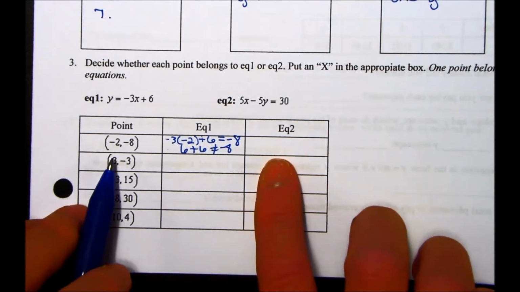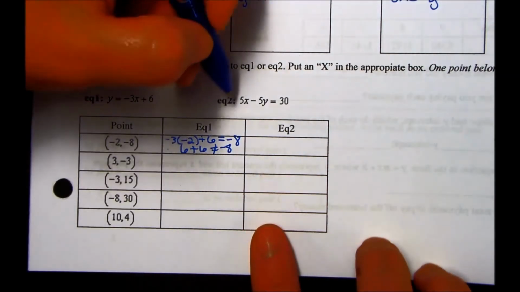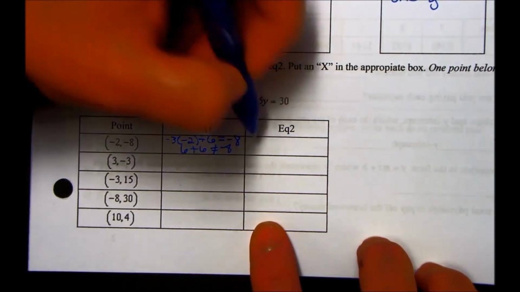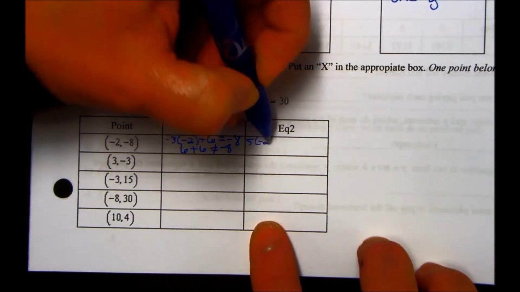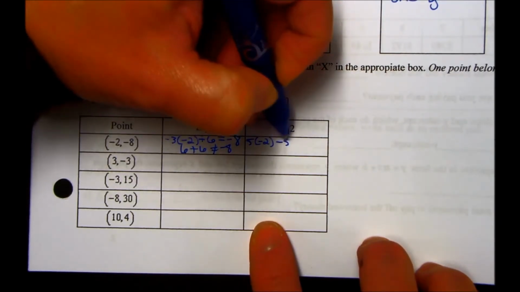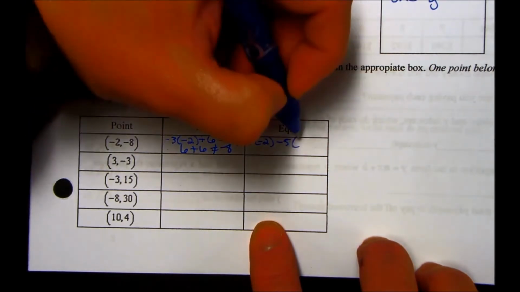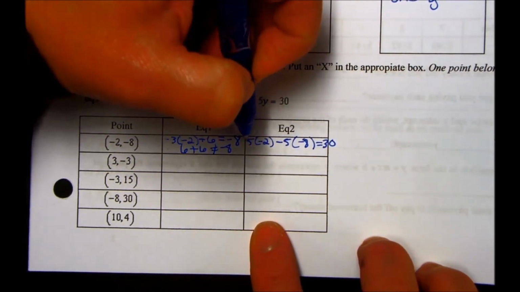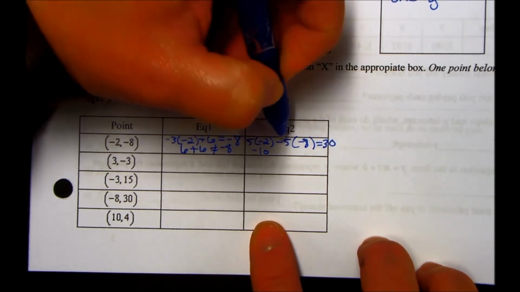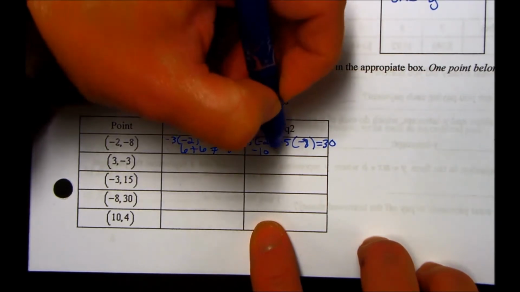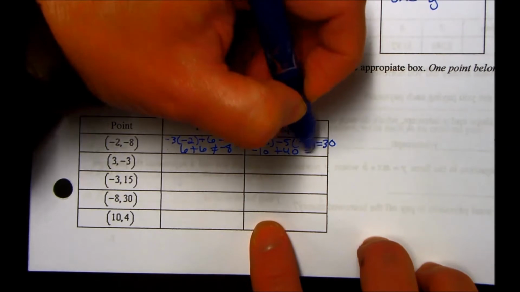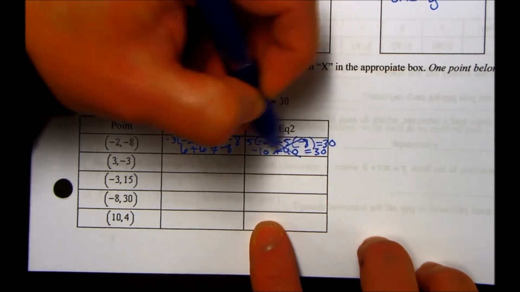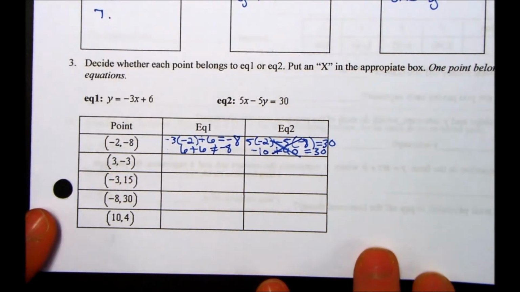Now let's check it in equation 2. So if I put -2 in for x, I would have 5 times -2 minus 5 times -8. Does that equal 30? So 5 times -2 is -10. -5 times -8 is a +40. That does equal 30, so I'm going to put an x there. Maybe this isn't a good idea to put the work in there.